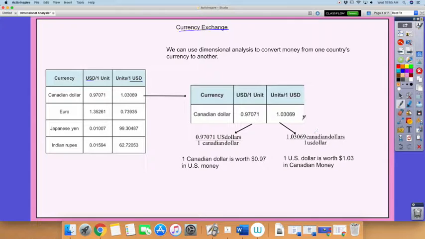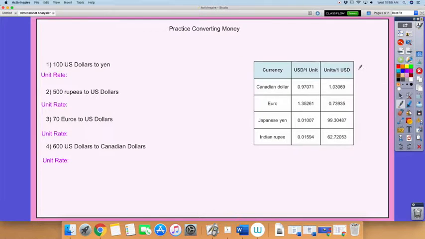Now this problem over here, this is for if we're starting with US dollars and we want to convert it to Canadian. So here we can see a Canadian dollar is actually worth more than 1 US dollar. If you have 1 US dollar, that's worth $1.03 Canadian. So we would use this conversion rate if we're starting with US and trying to go to Canadian. So let's take a look at how this is going to work.